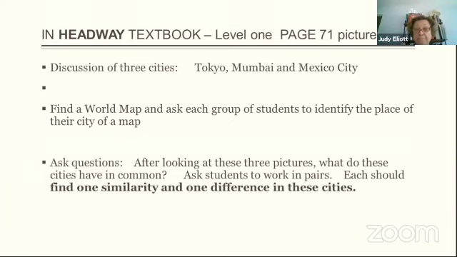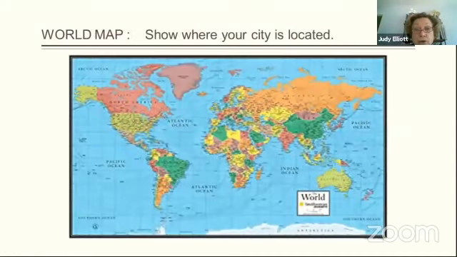Things like that. Okay, and then, yes, you can ask, one of the participants said, we should find one similarity, one difference, okay? So you've already got them thinking about these cities before you do the reading. That's the whole purpose. Next slide. Here's the map, so you can show the different locations. Next slide.